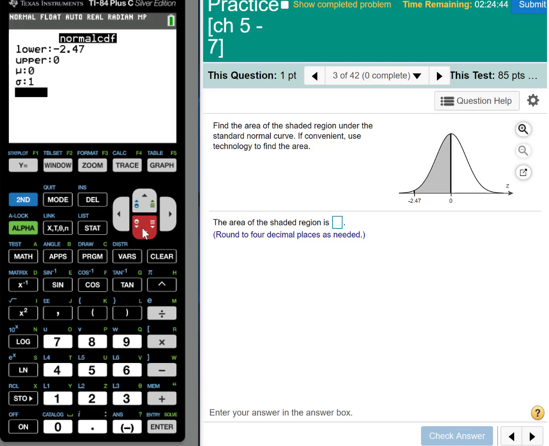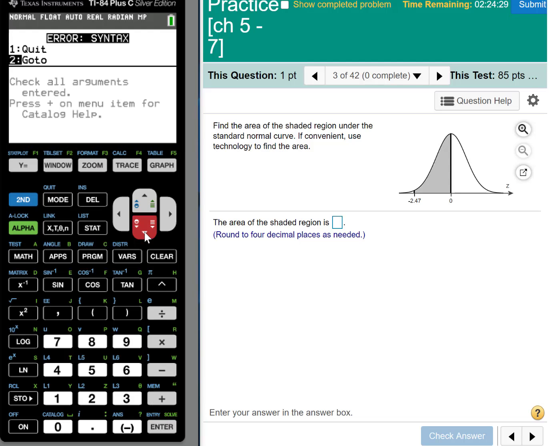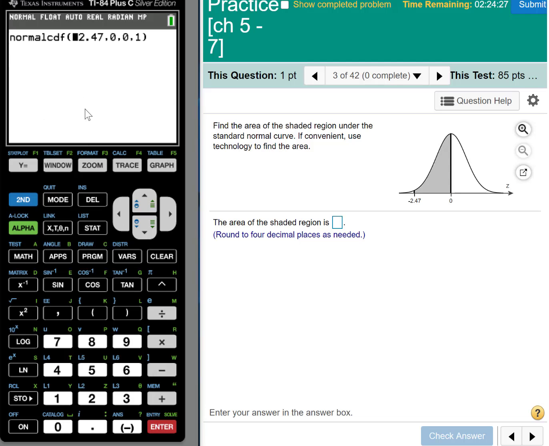If you have a different calculator, guys, you're going to see this normal CDF parentheses. So put negative 2.47 as a lower bound, comma, don't forget the comma, 0, comma, 0, comma, 1, and then press enter. Oh, what did I do here? Oh, I used a different sign, not the negative sign. So this is the negative sign now. Now it's going to work.